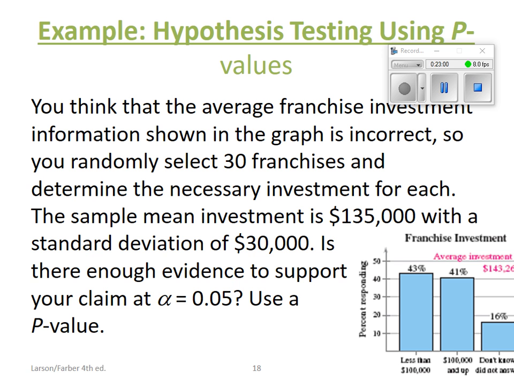You think the average franchise investment information shown in the graph is incorrect, so you randomly select 30 franchises and determine the necessary investment for each. The sample mean investment is $135,000 with a standard deviation of $30,000. Is there enough evidence to support your claim? So you're saying that you think this is wrong. So that's going to be your claim. If we're trying to show that it's wrong, then we want our claim to be where? The null or the alternative hypothesis? If we're trying to say, hey, this is wrong, we want the claim to be in there.